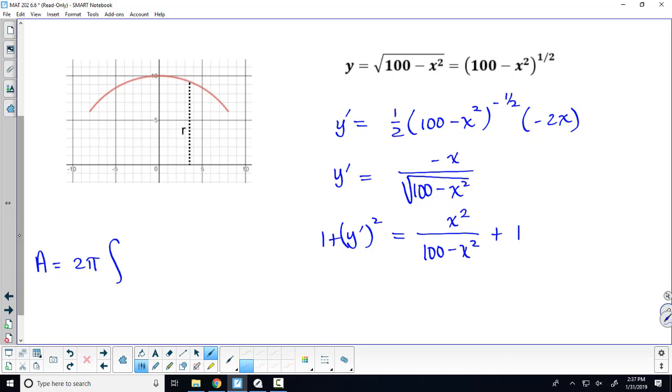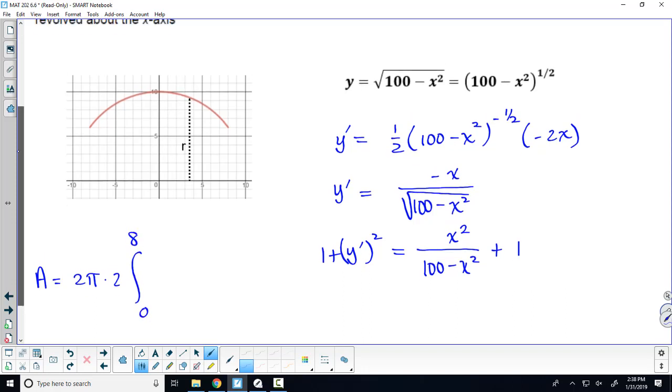Could we make 0 to 4 pi? Right, from 0 to 8? Yep, exactly. So the rotation of just this right half around will create exactly half of the surface. So we could go 0 to 8 and double it. That will save us a little bit of work. So we're going to double it, go 0 to 8.